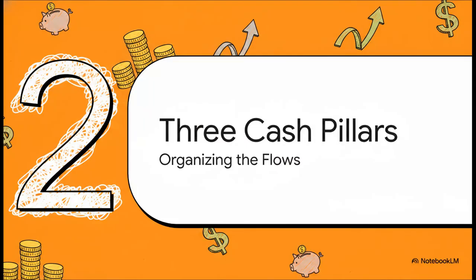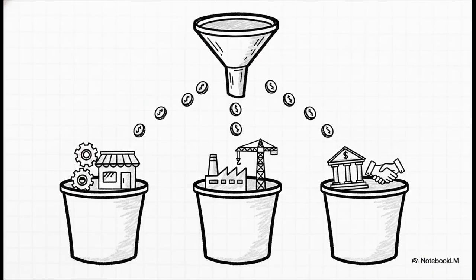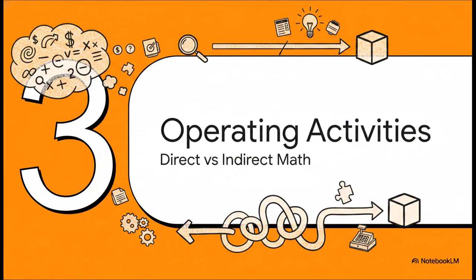Moving right along to Section 2, the 3 cash pillars, organizing those flows. To keep things from devolving into total chaos, accounting rules require us to meticulously sort every single cash transaction into one of 3 specific buckets. First up, operating activities. This is the principal revenue-generating lifeblood of the company. Second, investing activities. Basically the cash we use to buy or sell long-term assets. And third, financing activities, which shows exactly how the company raises its capital or pays it back, impacting those long-term liabilities and equity.